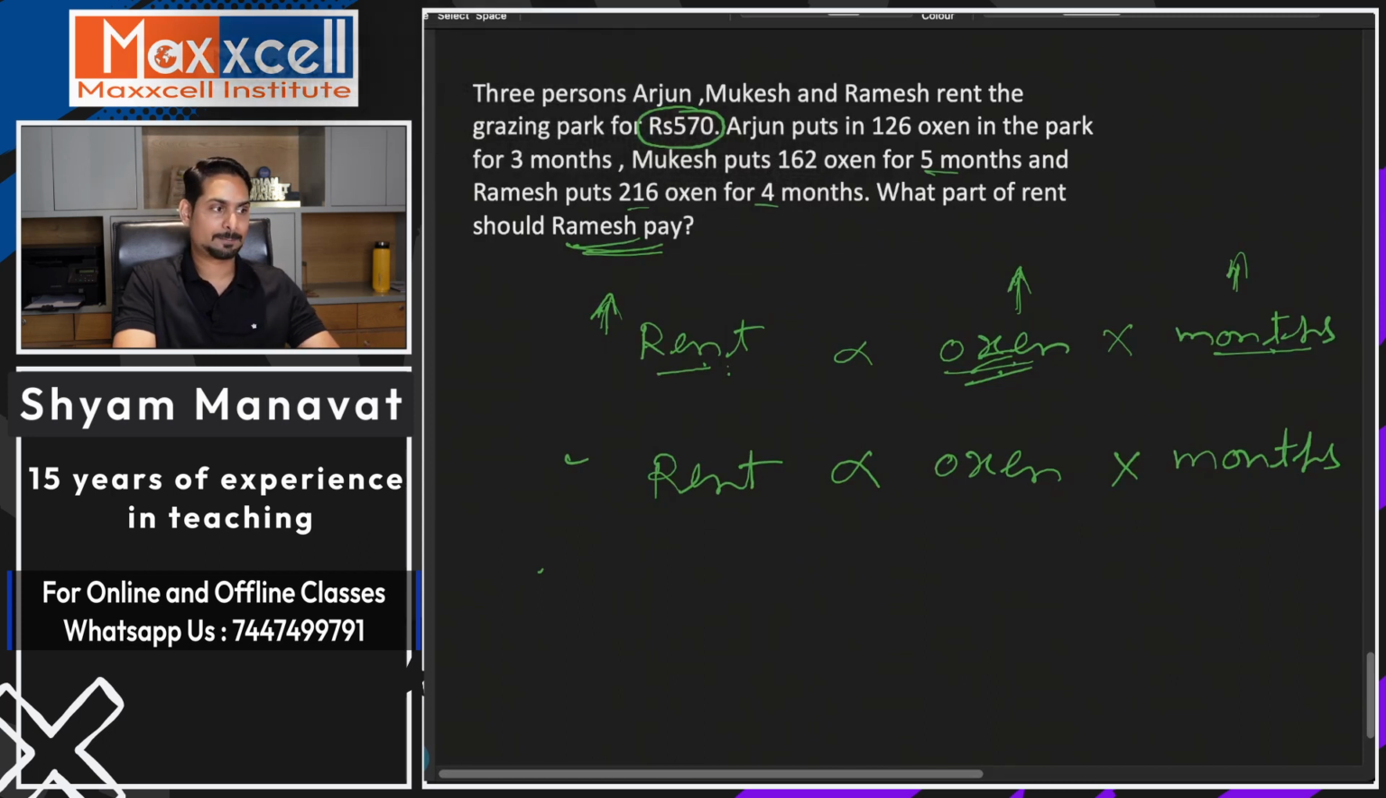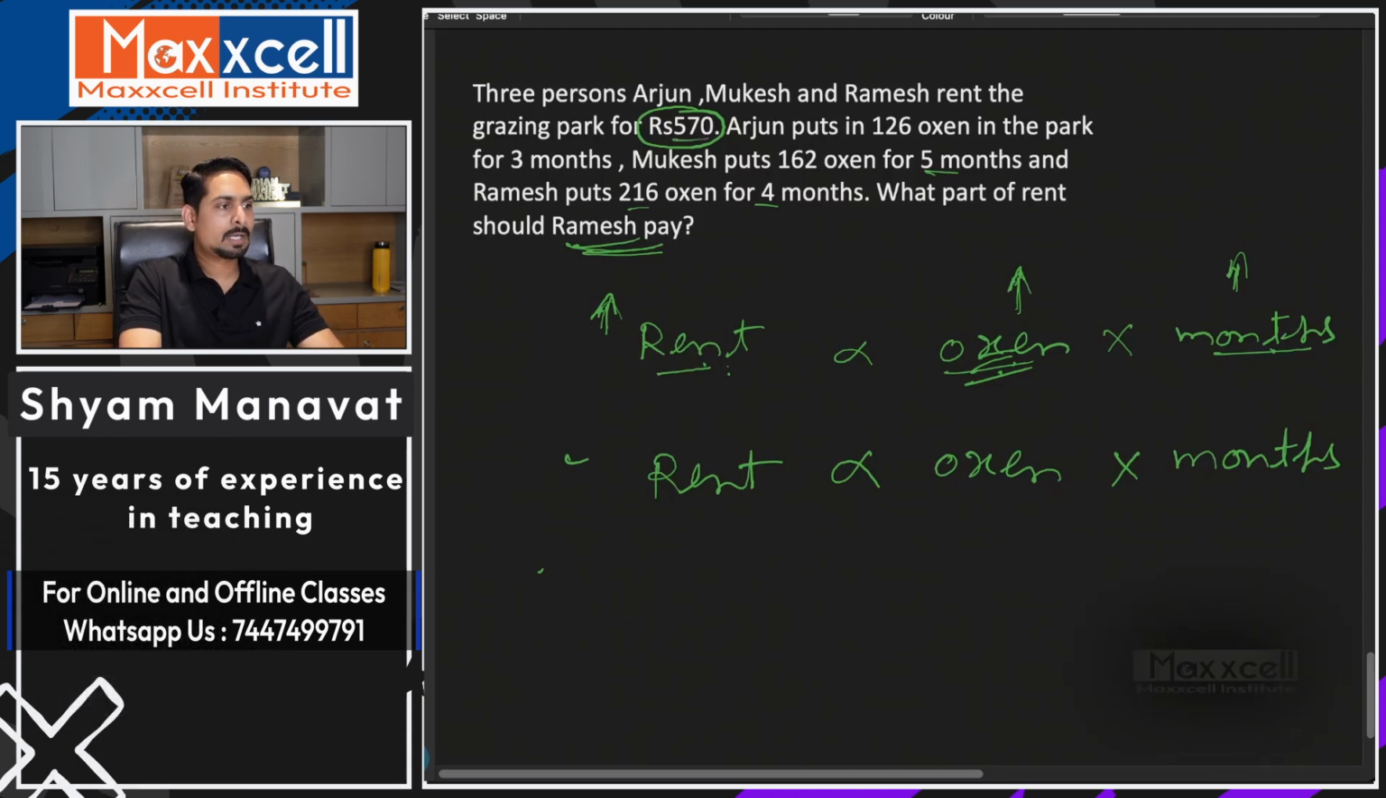I hope this part is clear. If this part is clear, then you have a straight way to calculate. Alright, so I hope this is clear. So now let's see how we solve this. The total rent given is 570.